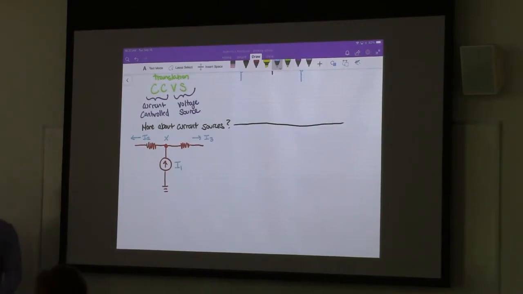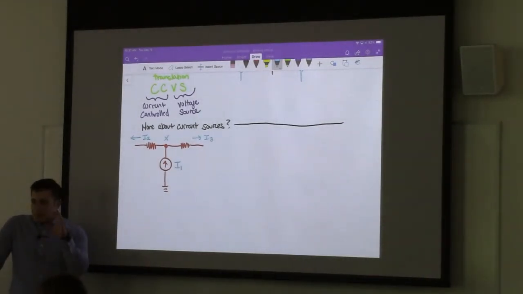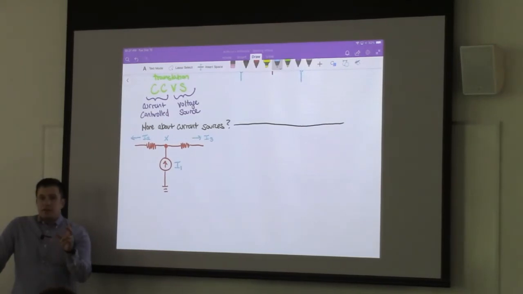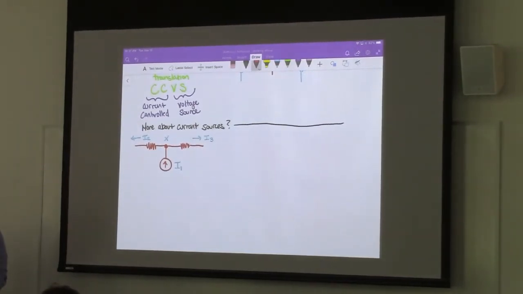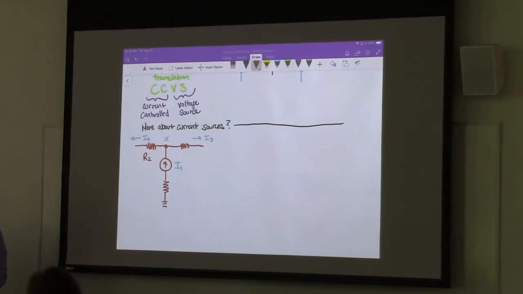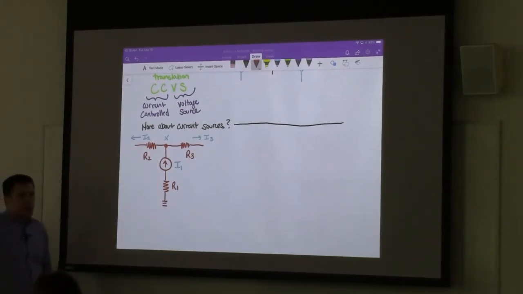So just like the way that an independent voltage source tells you what the voltage is across two nodes, a current source tells you what the current is flowing along a branch. Doesn't matter what else is happening along that branch. The current flowing along it is equal to that I1.